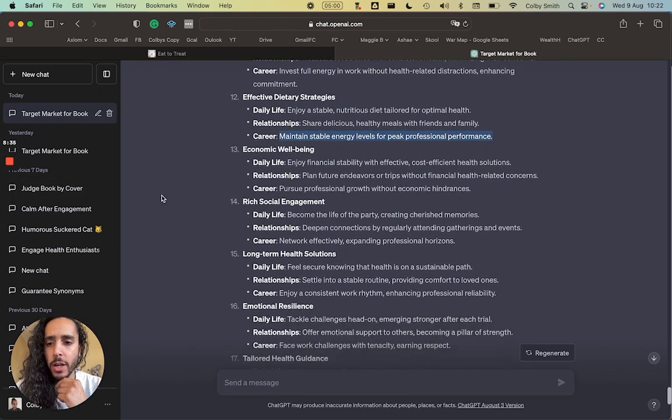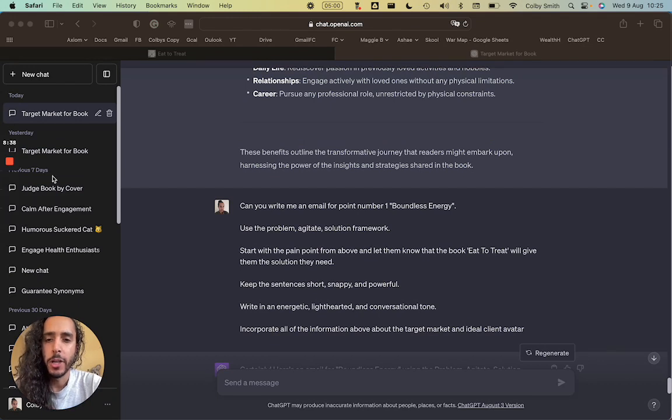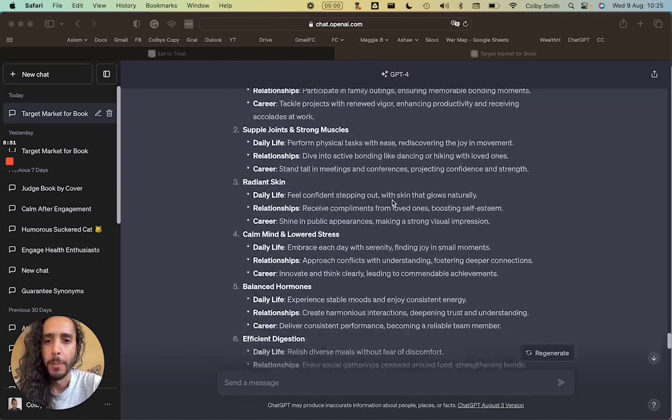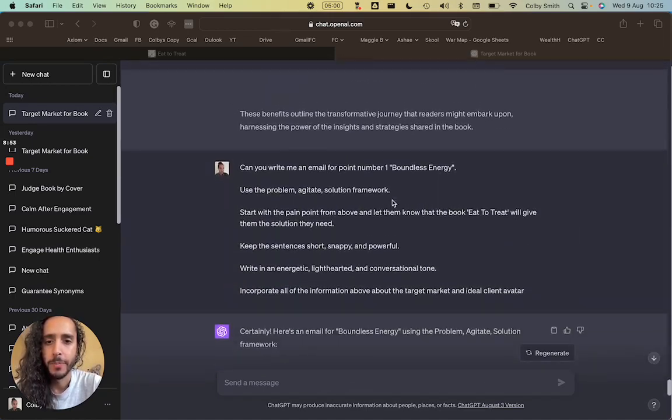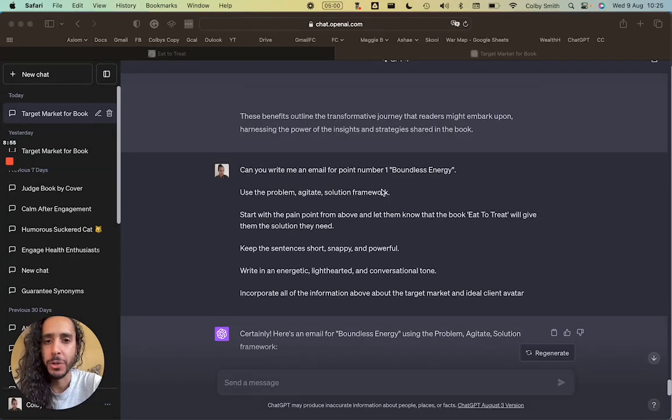So we can go even deeper right here. Okay, so now we've got the pains and the benefits. So let's get it to actually write us the first email for this sales page. So the prompt I've used is, can you write me an email for point number 1, boundless energy? So that's the big benefit we had right up here. Use the problem, agitate, solution framework.